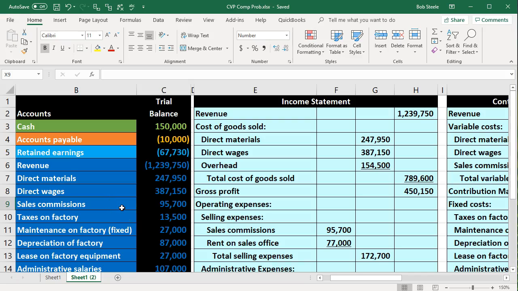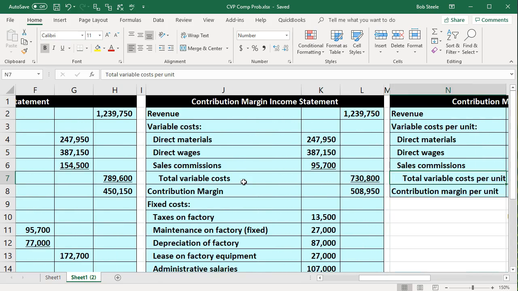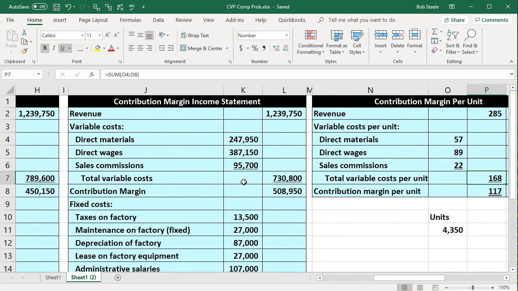In this presentation, we will continue on with our comprehensive problem. In prior presentations, we took a look at the trial balance. We created the standard type of income statement from it. And then we created the contribution margin income statement. That's what we're generally using with the CVP analysis. These are the tools we have breaking out between variable and fixed costs.